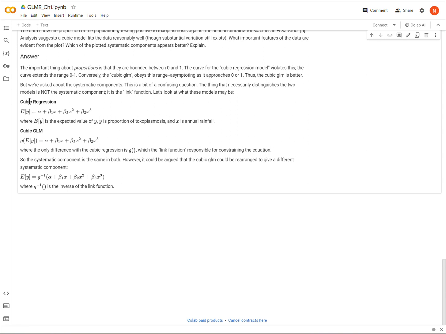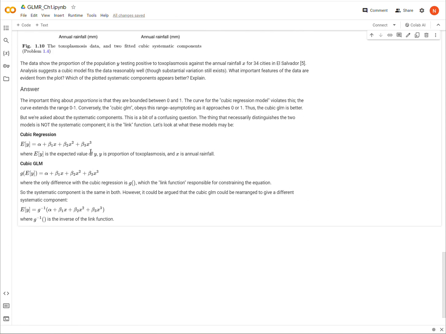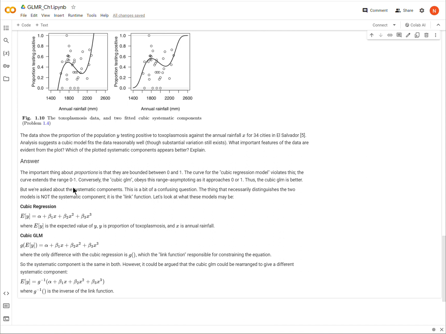The thing that separates the normal regression from the GLM is actually this little guy here, and it's called the link function. Here I'm just leaving it generic because there are a lot of different types of link functions, but for now all that's important to understand is that the link function is transforming the expected value of y to fit whatever constraints. And here the constraint that the link function is fulfilling is to keep this, the systematic component, between 0 and 1. All right, so it's a little bit of a confusing question in that regard.